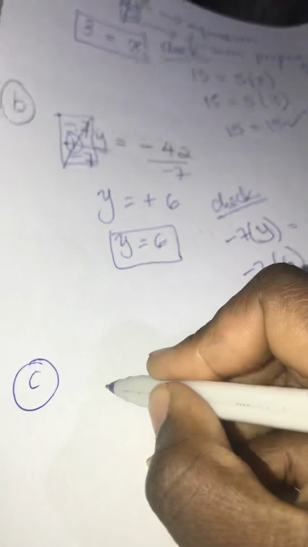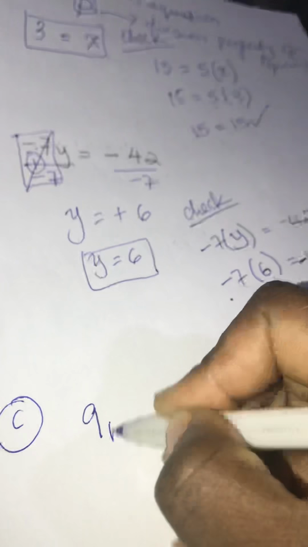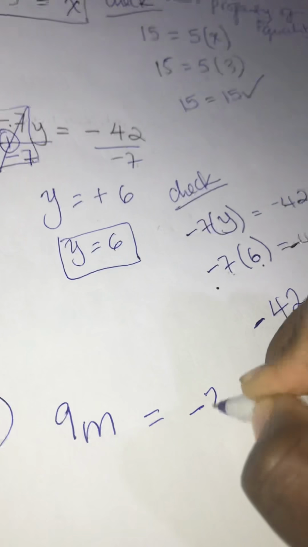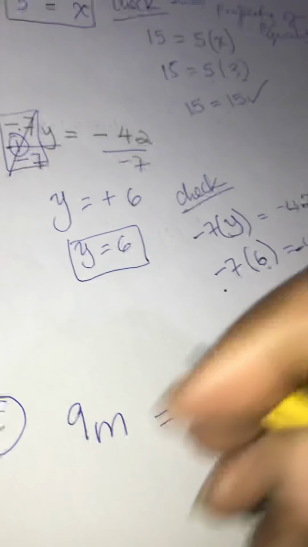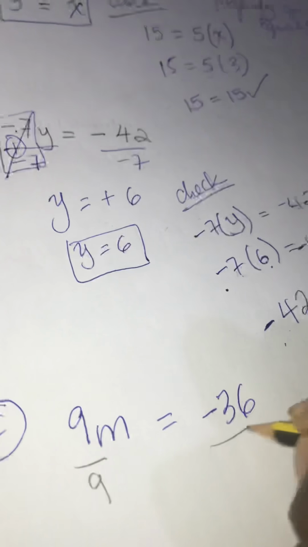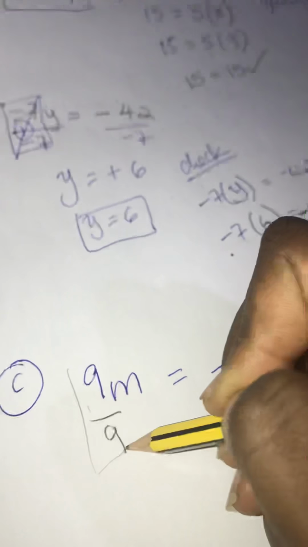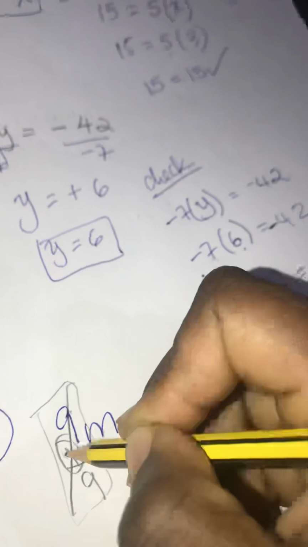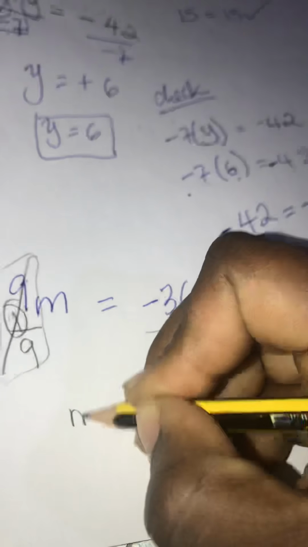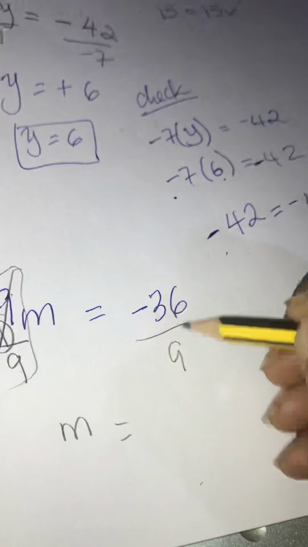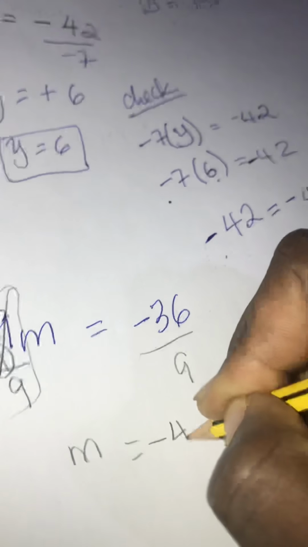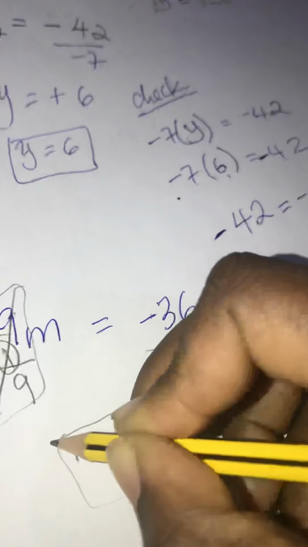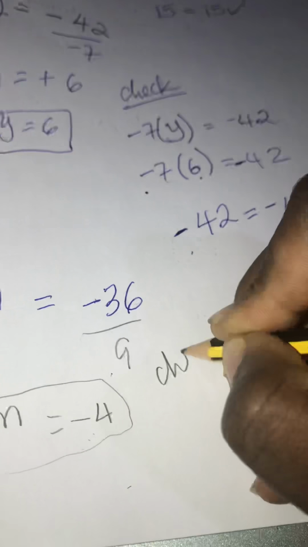Let's do 9m equals negative 36. So I'll divide both sides by 9. I will box this. I will cross it because it gives me 1. 9 divided by 9 is 1. m equals negative 36 divided by 9, which is negative 4, because a negative divided by a positive is a negative. This is my answer. I do my check.